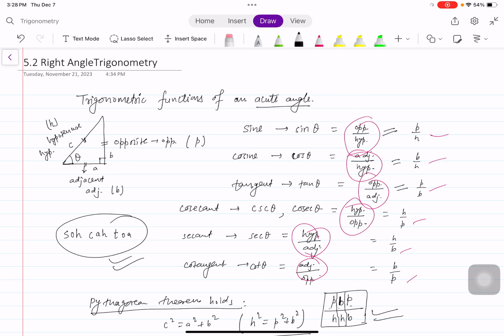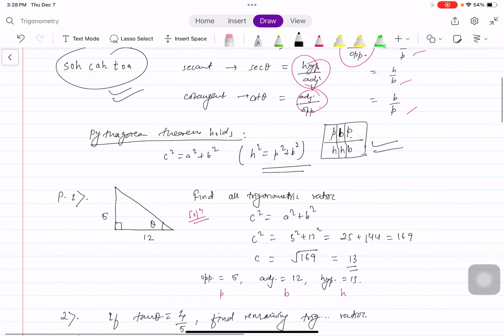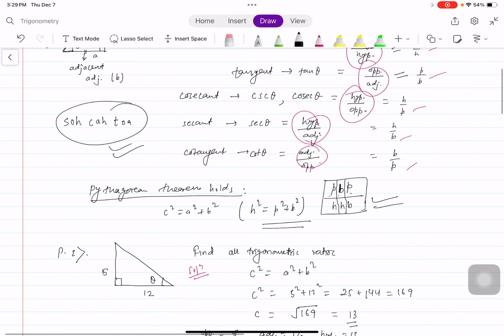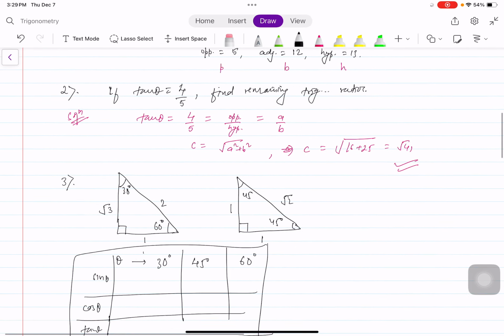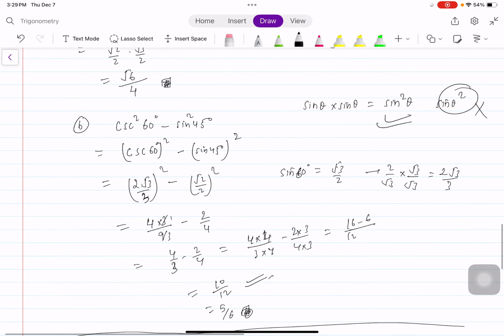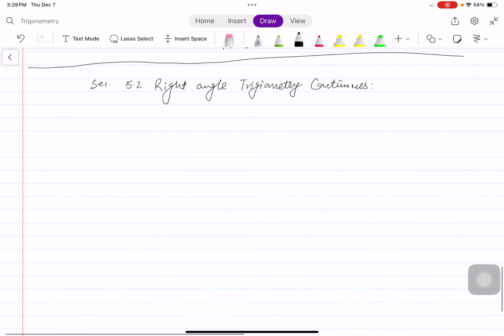We were discussing section 5.2, right angle trigonometry. Last time we went through many examples and discussed a few problems. Now we will continue from here. We'll start by discussing some fundamental identities.